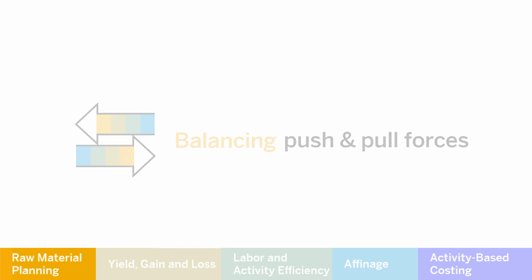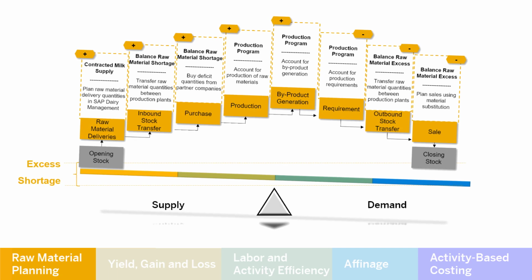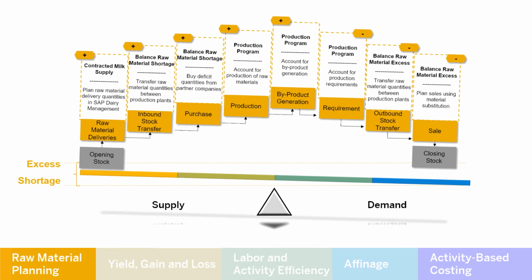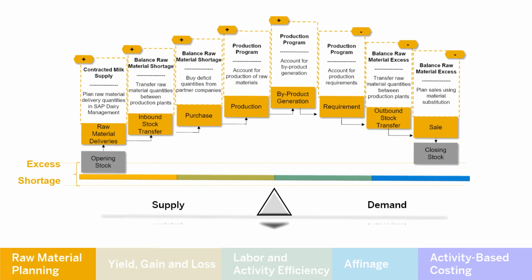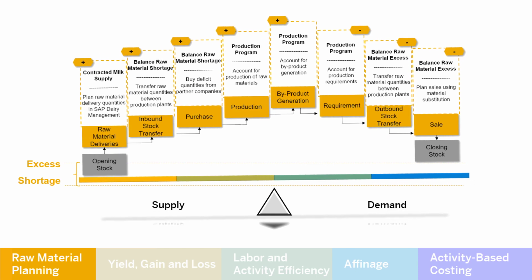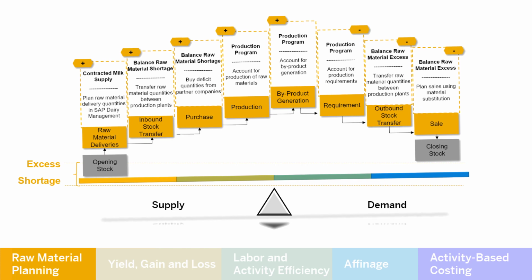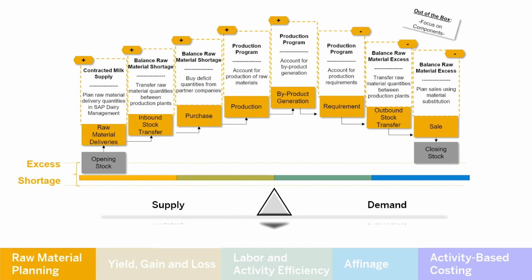That's how. To ensure the availability of raw materials for production, you should consider all possible raw material flows within a plant. This requires the raw material planner to have a complete picture of the situation in his or her plants if they want to maximize utilization of raw materials.